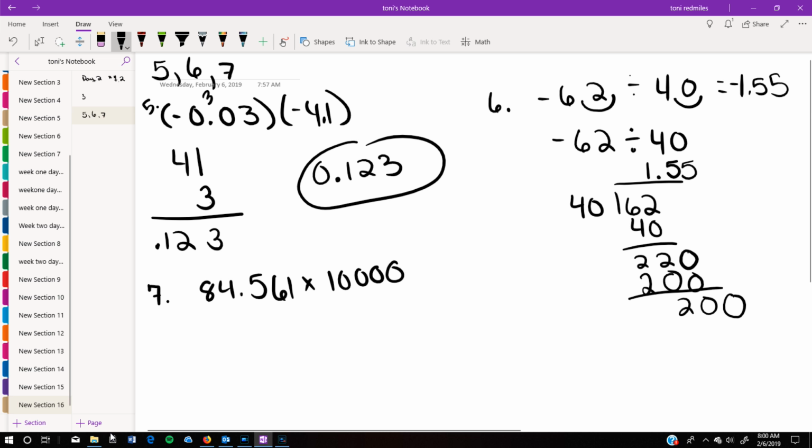All right, so remember when we're multiplying by 10, hundreds, thousands, 10,000s, we take the number of zeros, 1, 2, 3, 4, and we move the decimal place that many places to the right. So I'm going to have to add a 0 to the end of this number because there wasn't enough place values. So my answer is going to be 845,610. They're both positive, so the answer will be positive.